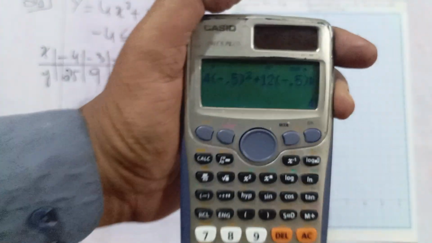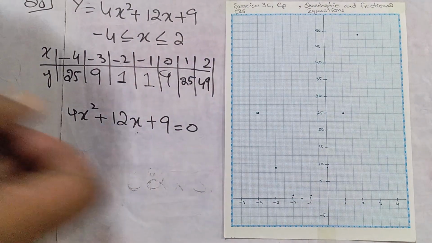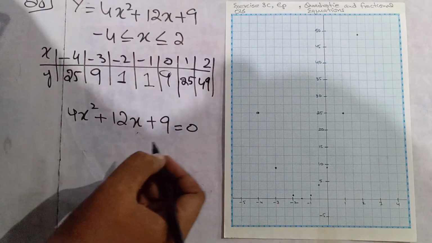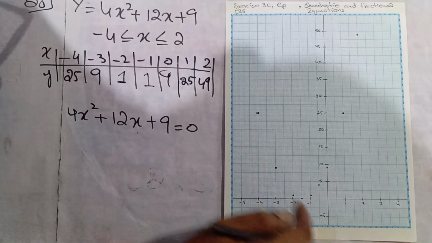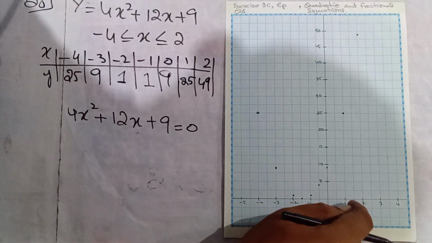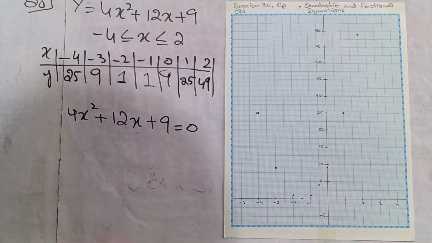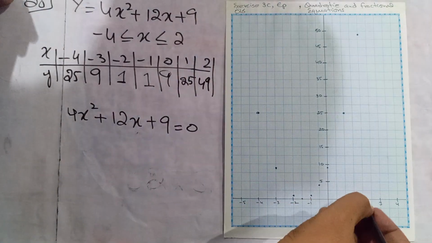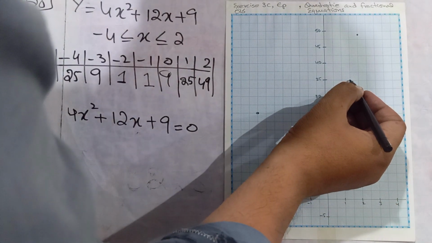4 bracket minus 0.5 bracket close square plus 12 bracket minus 0.5 bracket close plus 9 equals, and that gives me 4. So here you will have 4. This is the point. There's a huge gap between here. I can take another point at 1.5. You see, we take extra points: 4 multiply 1.5 square plus 12 multiply 1.5 plus 9 equals 36. At 1.5, it is 36. 36 means this.